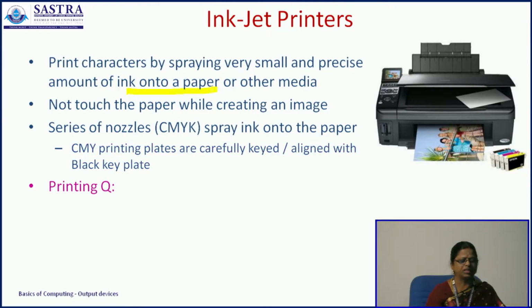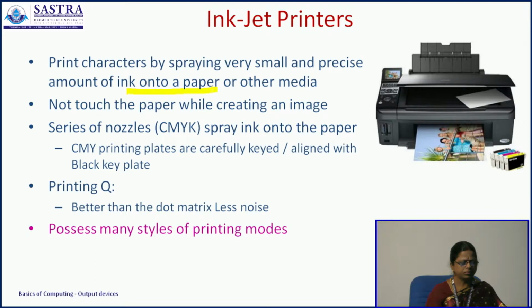What is CMY? It is cyan, magenta and yellow, which are the complementary colors. That means what are the primary colors? RGB. What is this K then? K is the last letter of black. Then why is it called CMYK? It is because the CMY printing plates are carefully keyed or aligned with the black key plate. So that's why we have K included there. How about the printing quality? It is better than the dot matrix printer and it has less noise. It possesses many styles of printing modes. Even color printing is possible.